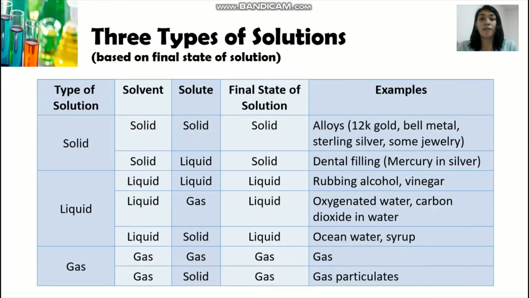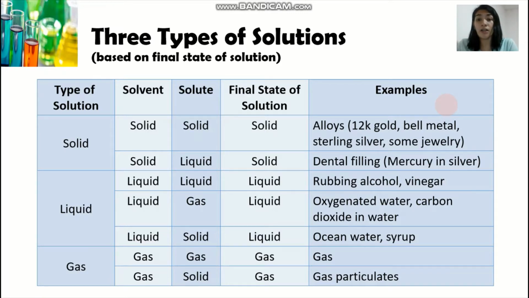We have three types of solutions based on the final state of the solution: solid, liquid, and gas solutions. For the solid solution, we have two types: solid and solid, and solid and liquid. For the solid and solid solution, the final state is solid, and examples of these are alloys, like 12-karat gold, bell metal, sterling silver, and some jewelry. For example, 12-karat gold is not pure gold, but it has other metals mixed in.